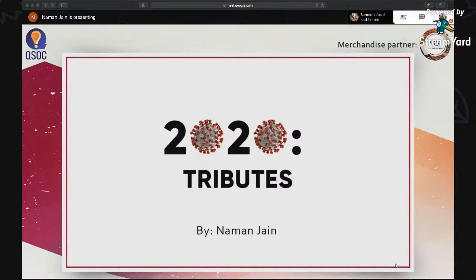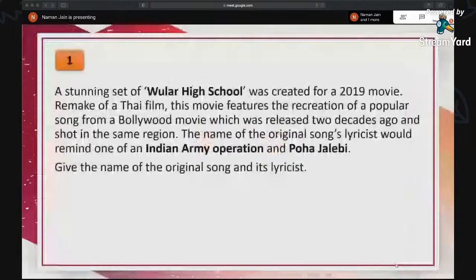Okay, we'll start with the tributes now. 10 questions set and framed by me, Naman. It's +1 for each answer across the 30 questions, and if a question has 2 parts, you will get 0.5. So starting with the first question.